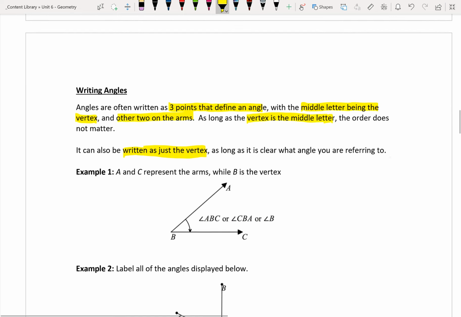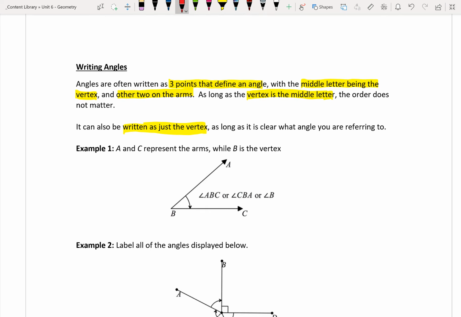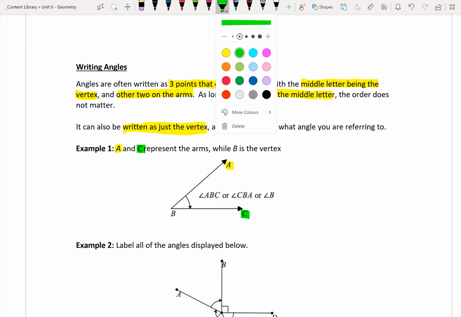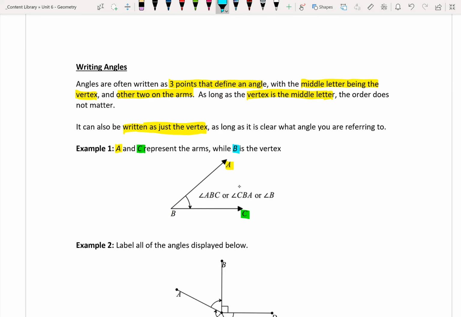So if I look at example 1, I have A and C representing the arms, and B represents the vertex. So those are my 3 points, A, B, and C. Because I want to represent the angle between the two lines, I would write it as either angle ABC, with B being the middle, or CBA, again with B in the middle, or I could just write it as angle B, because here it's clear which angle I'm looking at. There's only one angle.